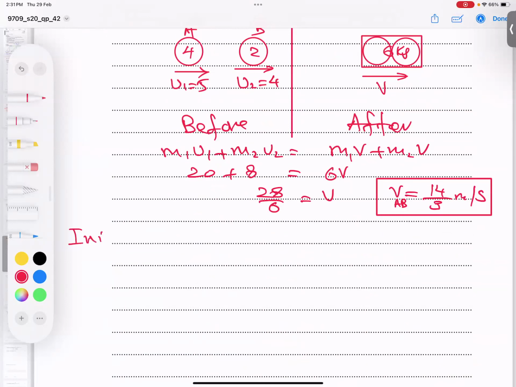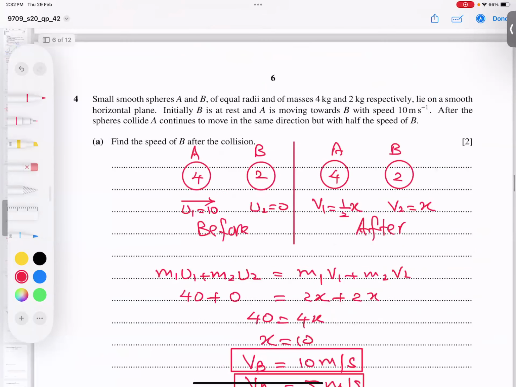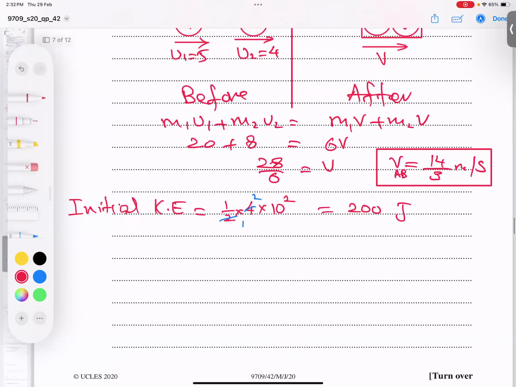So initial kinetic energy of the system. Naturally, we can say half mv square. The mass of the A particle is 4, and the speed at the starting stage of A is 10. So I have half times 4 times 10 squared. 2 ones are 2, 2s are 4, and 100 into 2, 200. So 200 joules is the initial kinetic energy.